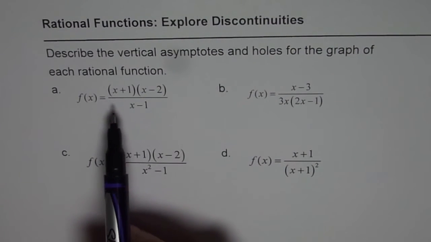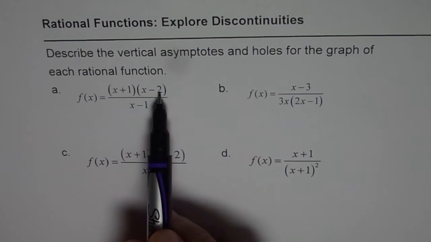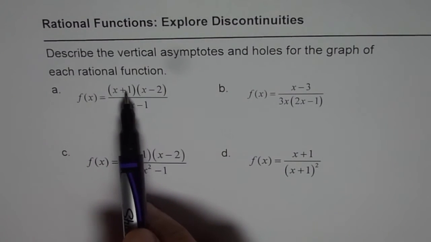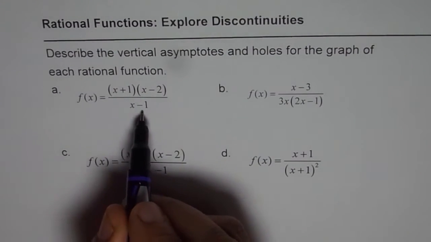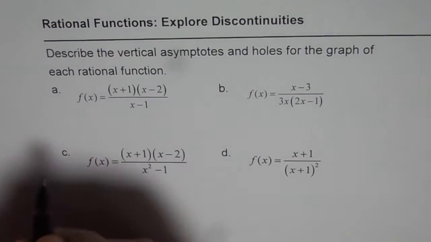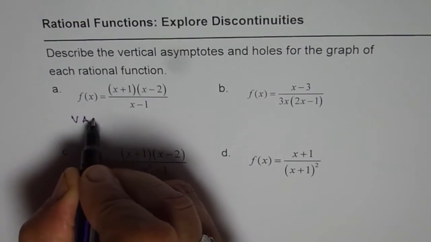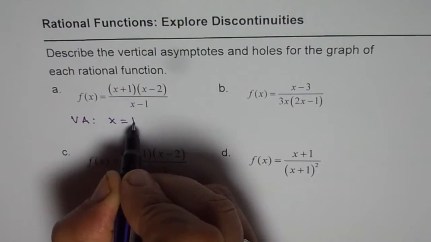The first one is (x plus 1)(x minus 2) divided by (x minus 1). There are no common factors in the numerator and denominator. Now the denominator is 0 at x equals 1. That means we have a vertical asymptote at x equals 1.